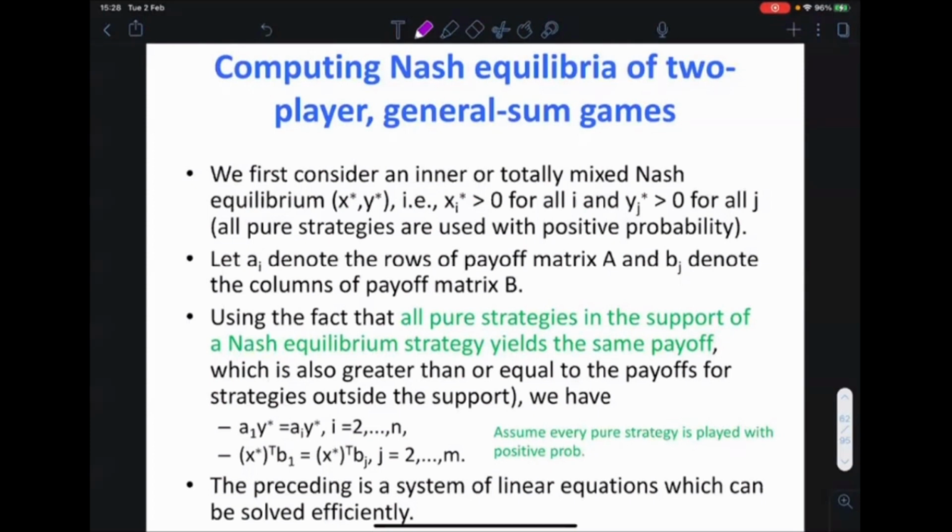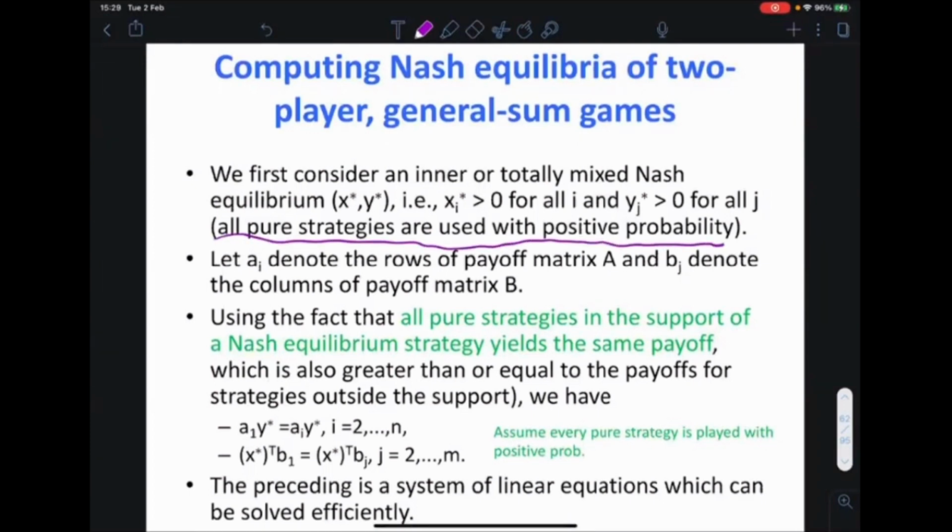and Y star, and in this mixed strategy there's no pure strategy left out. In other words, for any pure strategy, X_i star, the probability of choosing it is larger than zero. So we don't have any pure strategy that we're not going to select; there's a certain probability you're going to select each one. Equally for j as well. So all pure strategies are used with positive probability.